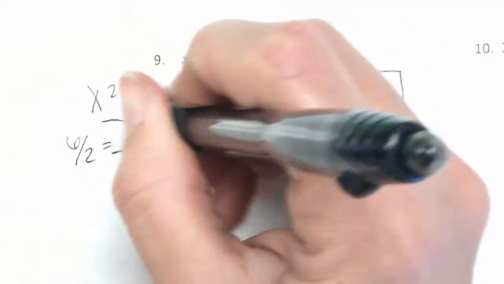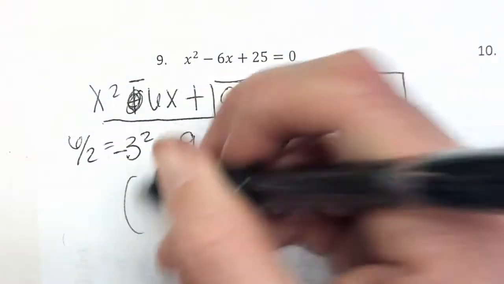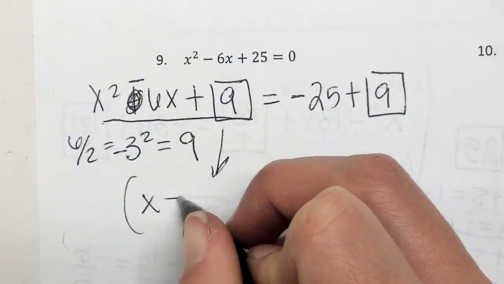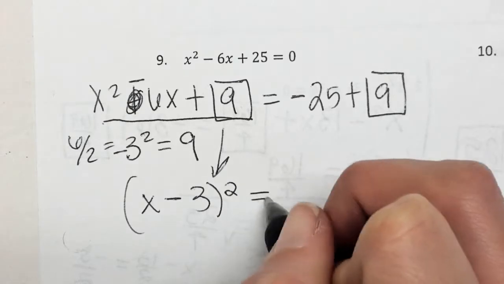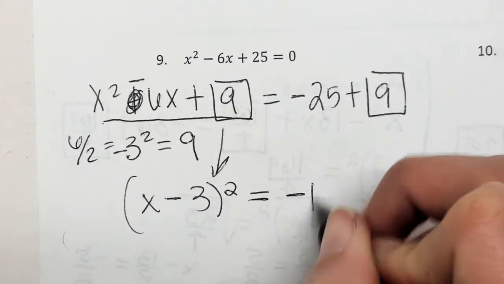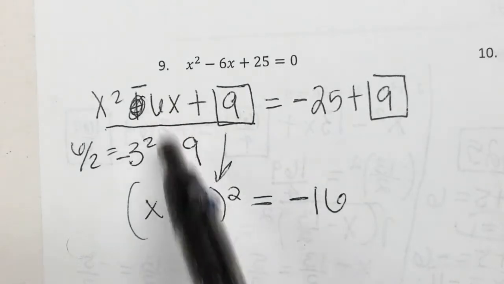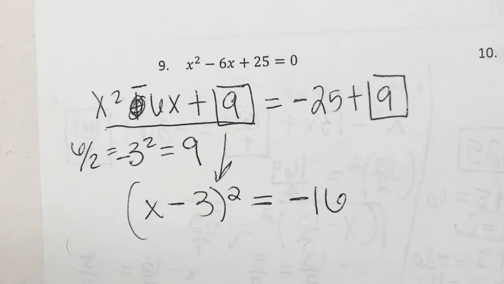Alright, this into a binomial squared would be what? X plus, no, x minus, good. Squared equals. Good. Everybody know where I got the negative 3 from? It's just half of b. Would that be 4i or i? 4i. Gotta put the real number first.